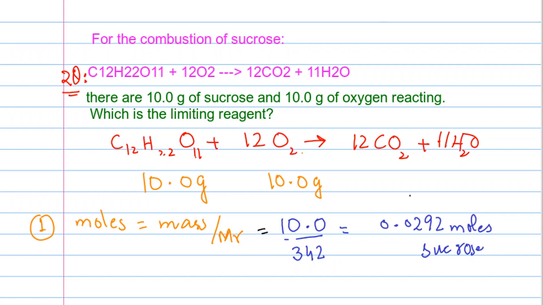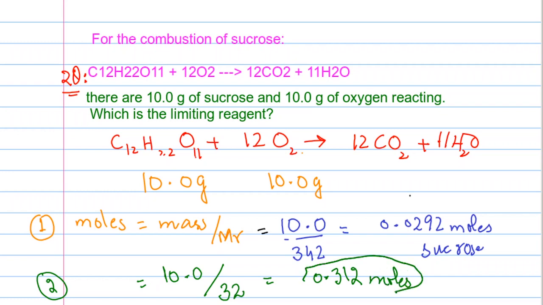Now in the next step we have to calculate the moles of oxygen, right? Using the same formula: 10.0 grams of oxygen, 16 times 2 is 32, the molecular mass of the oxygen molecule is 32, so the answer will be 0.312. So these are the moles which we have calculated, 0.312 moles, and the moles which we have calculated for the sucrose are these two.